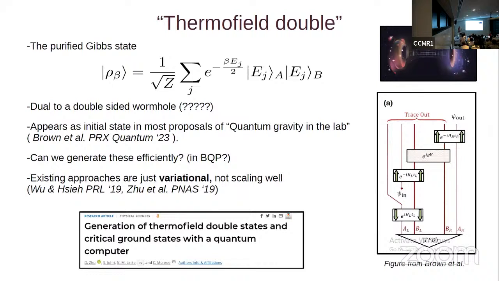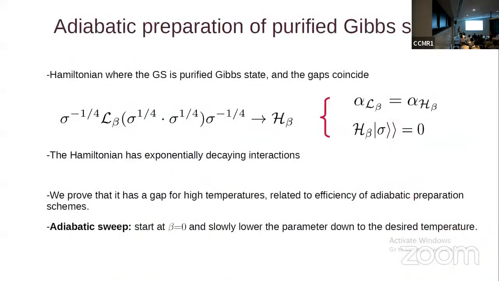But anyways, people care about preparing purifications of Gibbs states as well. These are called thermofield doubles. As far as I know, except for some limited classes, there were also no ways to prepare these purified states in a more generic way. Our work also immediately gives you an efficient quantum algorithm to do that.